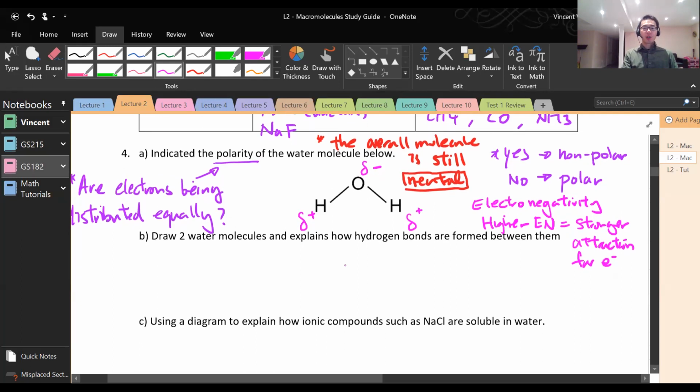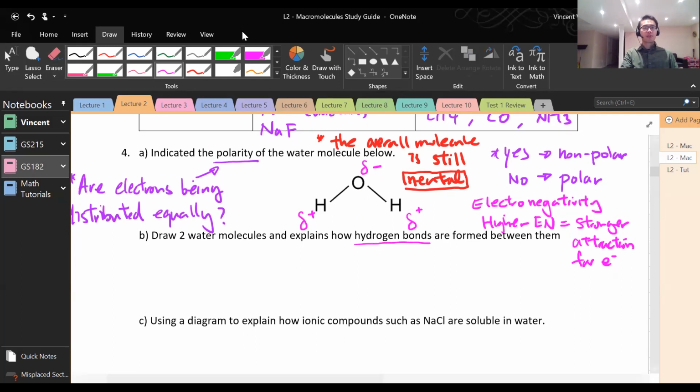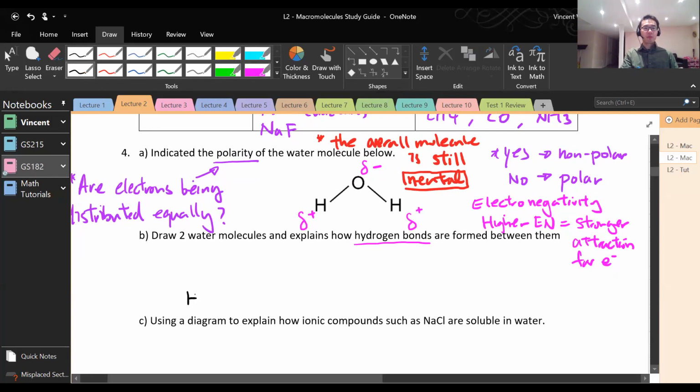Okay, next question. Draw two water molecules and explain how hydrogen bonds are formed between them. So we have one water molecule here, and then I'm going to draw another water molecule right here. Oxygen slightly negative, hydrogen slightly positive. Just like magnets, when you put something slightly positive and something slightly negative, the opposites attract. This attraction that you have is the hydrogen bond.